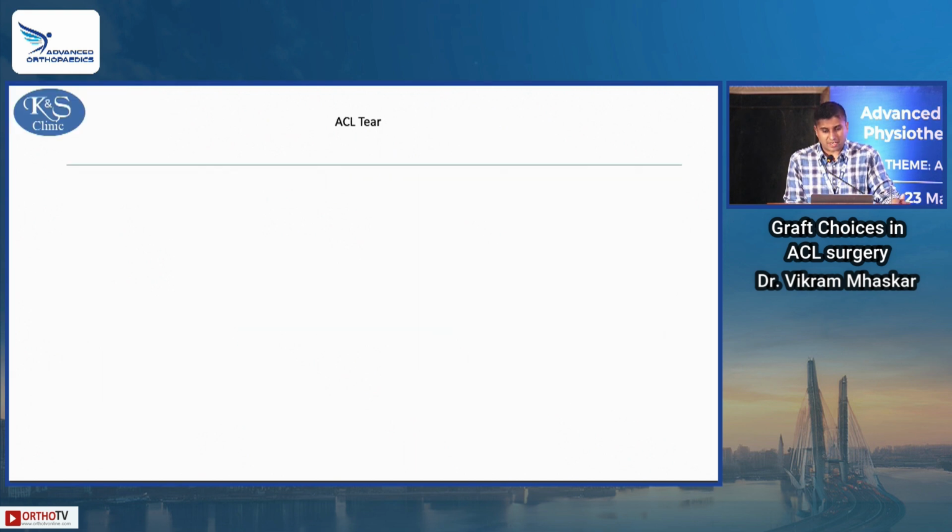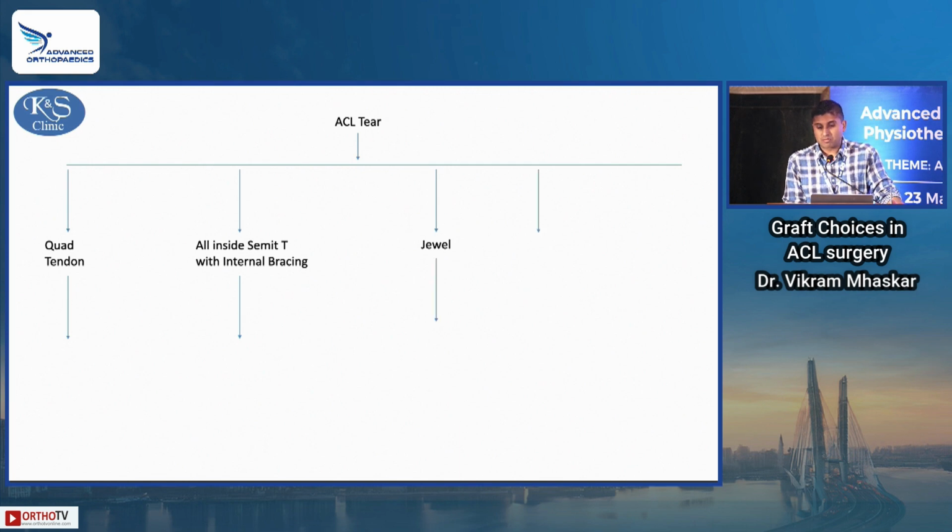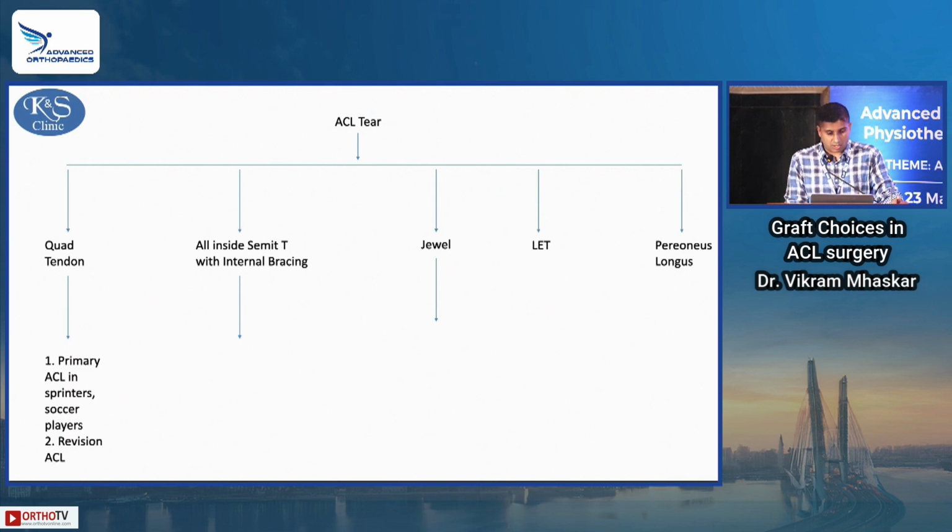Now coming to the graft, ACL tear, these are my graft choices. When do I use quad tendon? When do I use the all-inside semi-T with internal bracing? When do I use the Jewel, which is the artificial ligament? When do I add an LET? When do I do a peroneus longus? Starting with quad tendon: primary ACL in sprinters, soccer players, etc., I do a quad tendon. And all my revision ACL reconstructions.